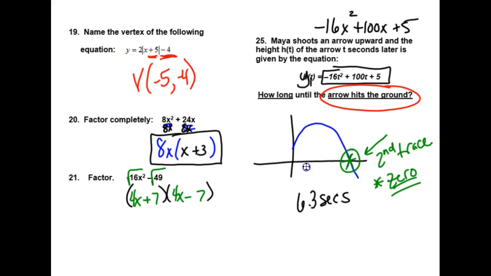But again, guys, if you were looking at your tick marks and it was like 1, 2, 3, 4, 5, 6, 7, and you could tell it was in between 6 and 7 seconds, if there's only one option that looks appropriate, then go ahead and choose it.